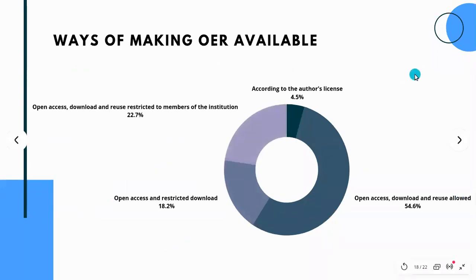As for the licensing of the resources, or the way that they make the OER available, we could see that 54% of the responders said that they keep the open educational resources in open access with download and reuse allowed. 22% said that the resources are kept in open access, but the download and reuse are restricted to members of the institution. 18% of them said they keep open access and restricted download, and only 4.5% showed that they keep those resources according to the author's license.